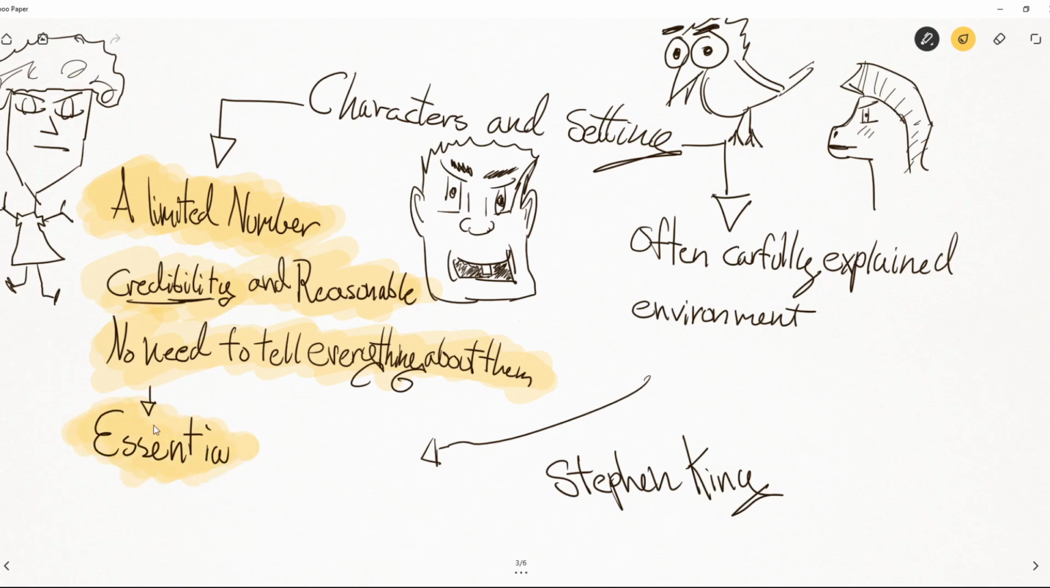Good characters are really important to get people hooked on what you are writing. Stephen King is a master of this. And this is where a lot of people say that you should start your story.